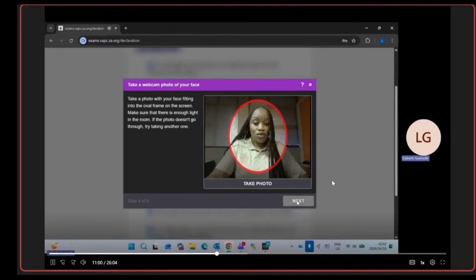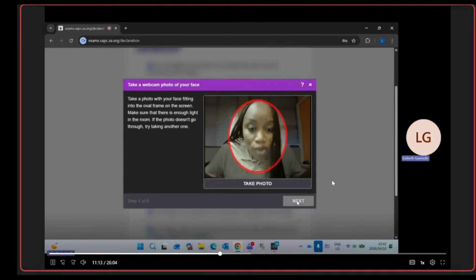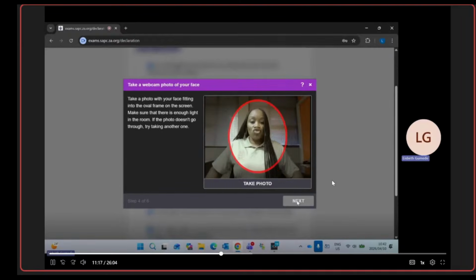So when it comes to this photo, make sure that it is a shoulder width photo. So how I am currently appearing, right? A bit of my shoulders are in the photo. My whole face is in the photo. I am not too close to the camera, right? And I'm not too far back. So just make sure that you position yourself very well.